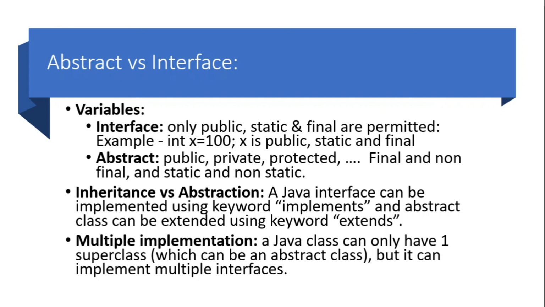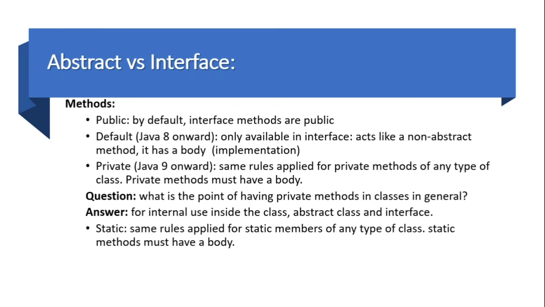Inheritance and abstractions. Now, in inheritance, we said that we use the keyword implements to inherit, so to use the interface, sorry, and we use the abstract. With abstract, we use extends. Now, with inheritance, you can do multiple inheritance, and I'm going to show you that in a sec. But with abstraction, you can have only one extend class.